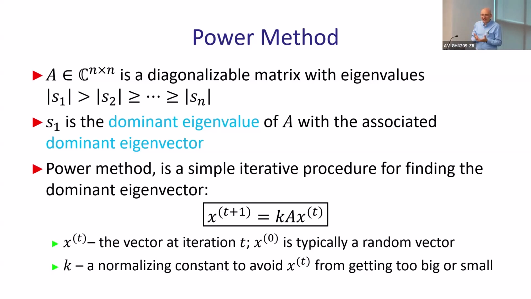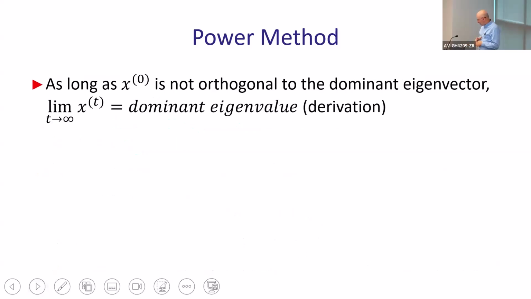So why would this direction converge to something? This is the biggest question. My claim is that it will always converge when t goes to infinity. It will converge to the dominant eigenvector, and we will derive next time why this works. Any questions so far?